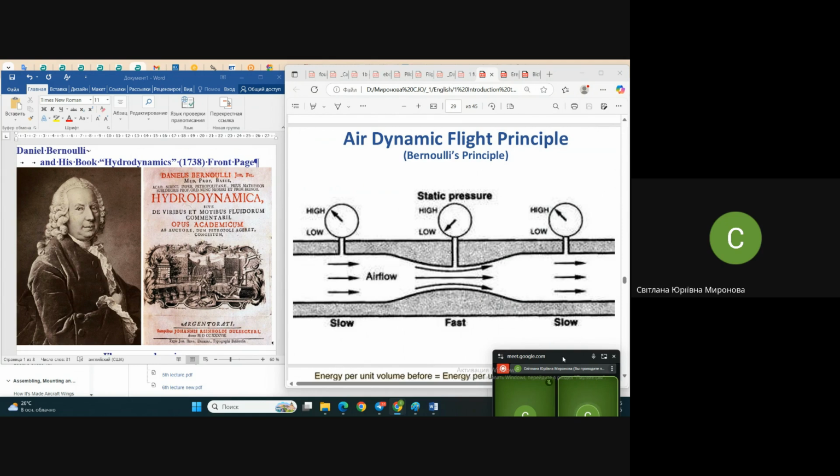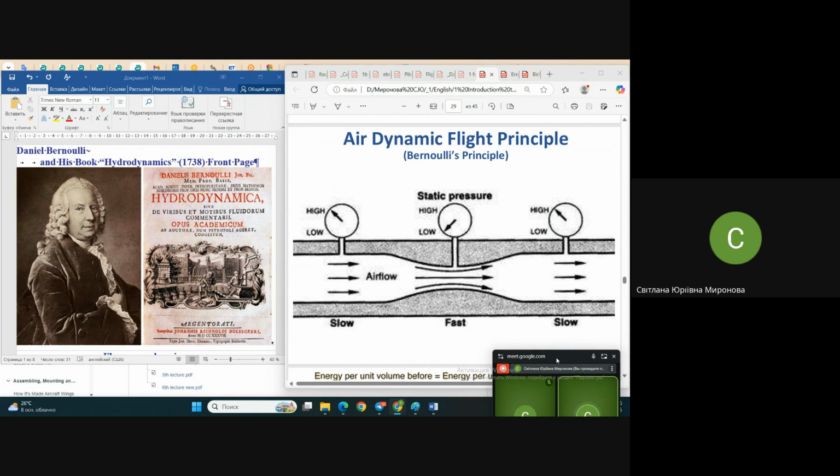It comes to the aerodynamic principle of flight, and this aerodynamic principle of flight has the name of Bernoulli. Another name is the Bernoulli principle of flight. How did it happen that it was named after Bernoulli?